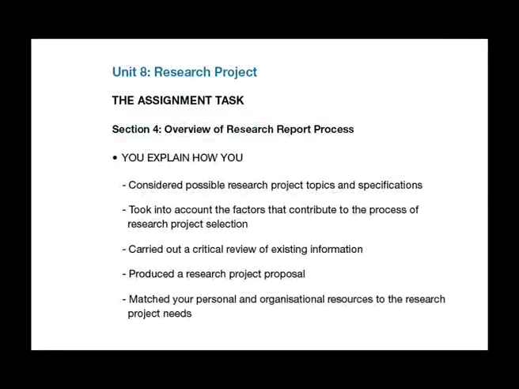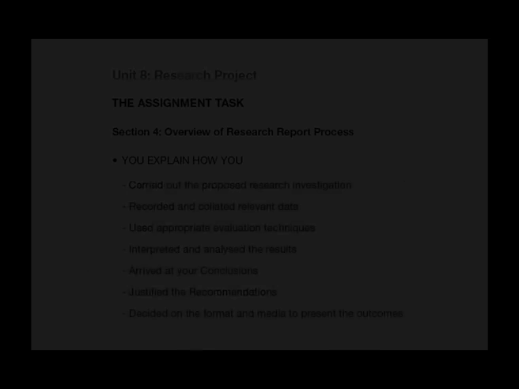In section 4, which will be the first appendix to the main report, you'll need to add an overview of the research report process. Here you will need to explain how you considered possible research project topics and specifications, took into account the factors that contribute to the process of research project selection, carried out a critical review of existing information on a selected topic, produced a research project proposal which included an appropriate plan and procedures for carrying out the agreed research, and matched your personal and organisational resources to the research project needs.